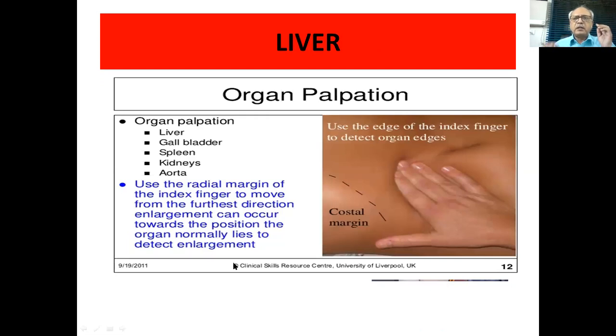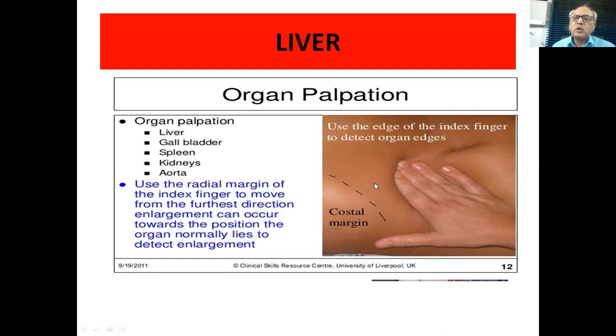Now, I will explain how you perform this organ palpation one by one. As I have already told you, the palm of your hand must be flat, and the edge of the liver is palpated with the margin of your right index finger. Your palpation must start from the right iliac fossa, and you move upwards towards the right hypochondrium by asking the patient to take a deep breath.